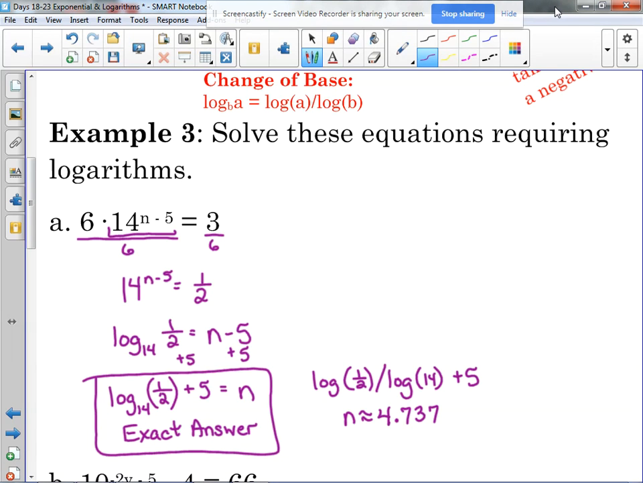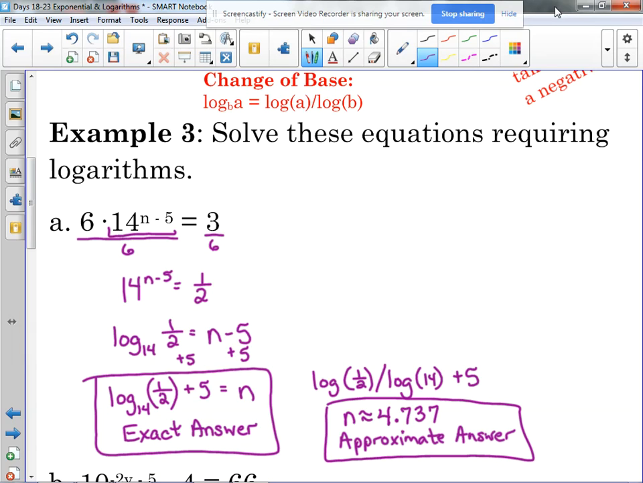Okay, so that's the exact answer. This is the approximate answer. You need to know both. Okay, you need to know both. Because the exact answer is going to be what I'm expecting to see. The approximate answer, you need that to be able to check.